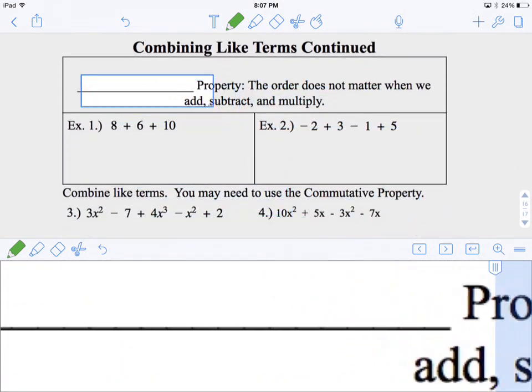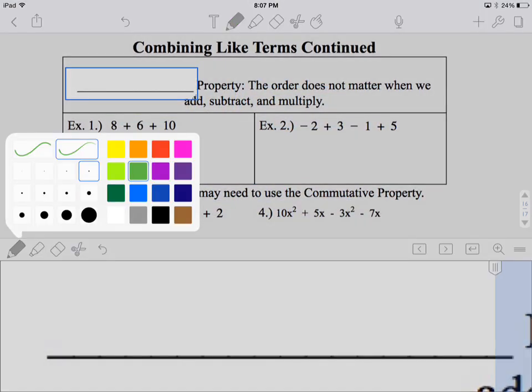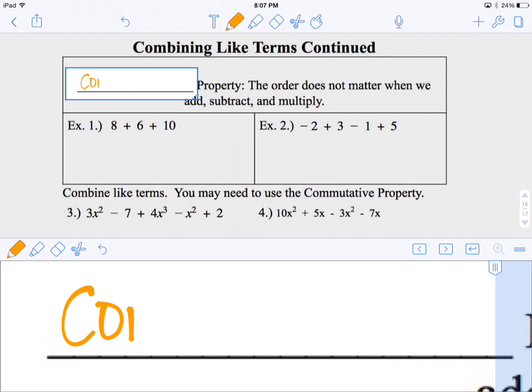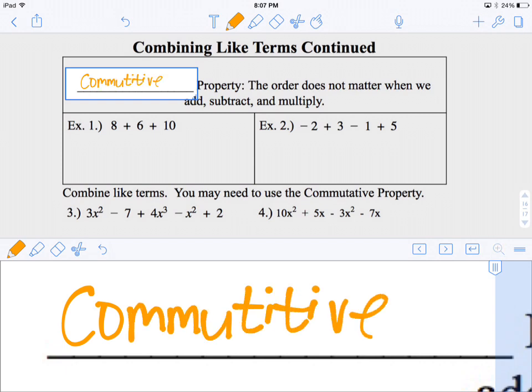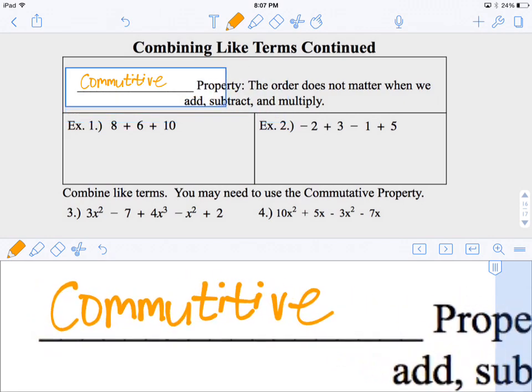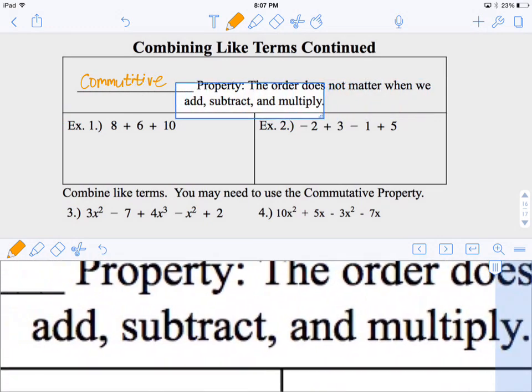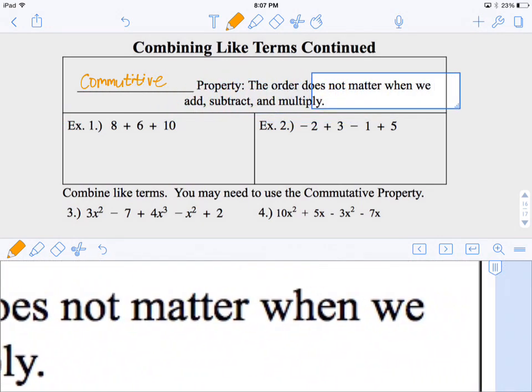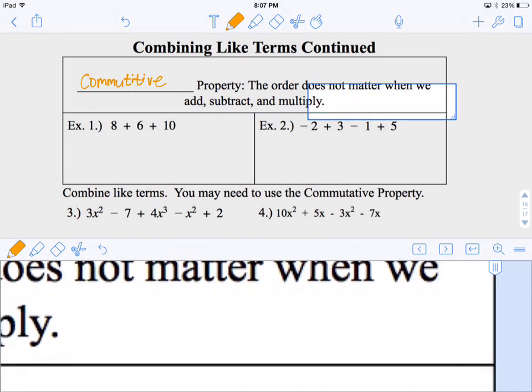So now we're going to continue. I want to show you another important thing called the commutative property. Okay? Commutative property. This property means that when you add, subtract, and multiply, the order does not matter, but you keep the signs.